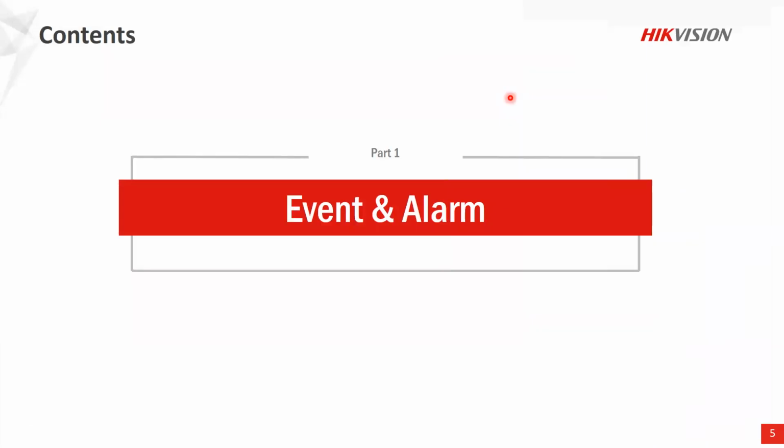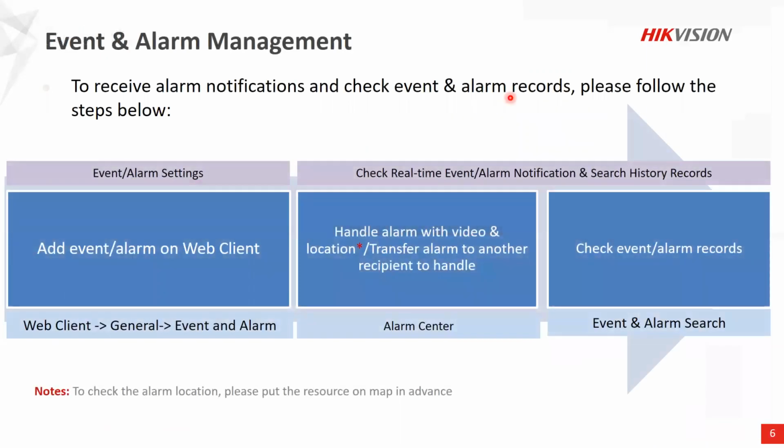All right, so first part, as I mentioned, the event and alarm part. How do we create the events and alarms and how do we handle them? Right, so to receive alarm notifications, we need to do a couple of things. We're going to start off with the web client. This is where we configure everything in HIK-xample. And obviously for that, you need to have certain rights and permissions to be able to access and configure it. All right, so we're going to add an event and alarm.